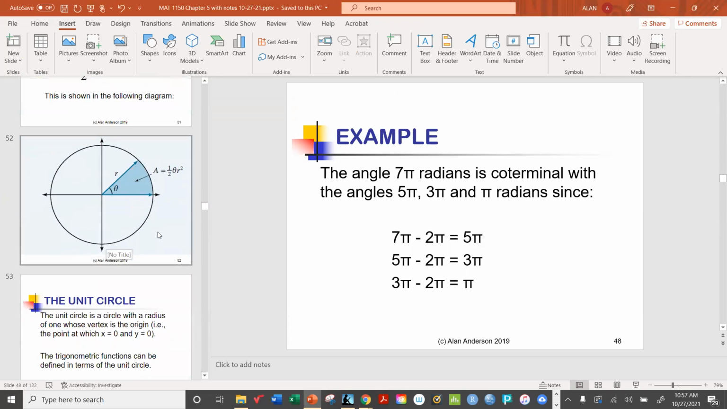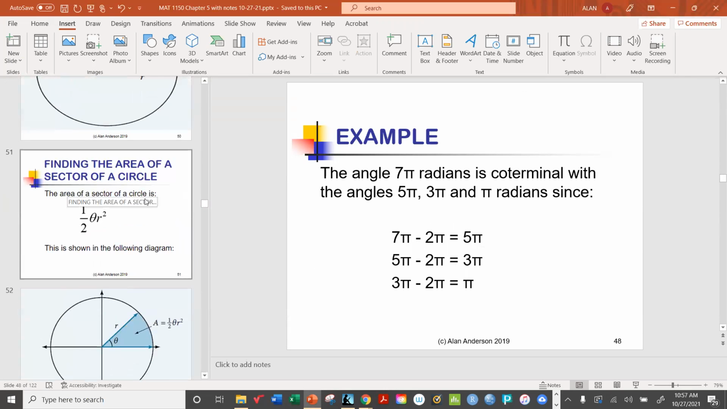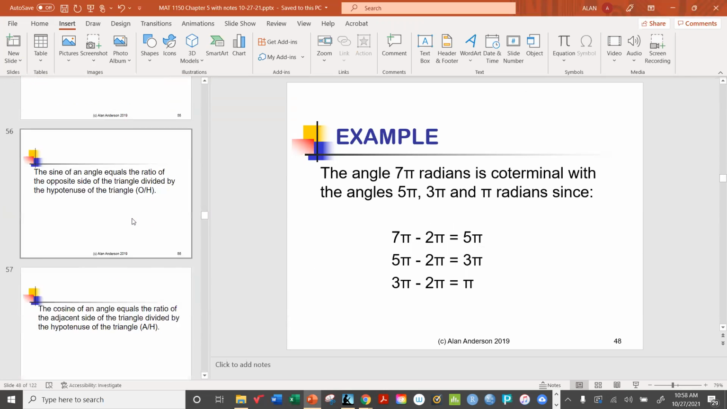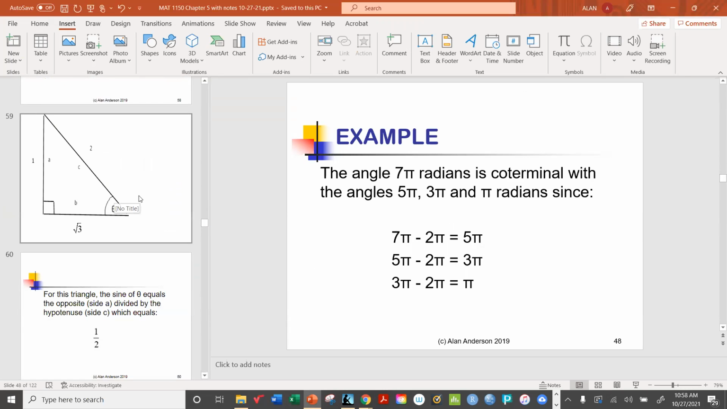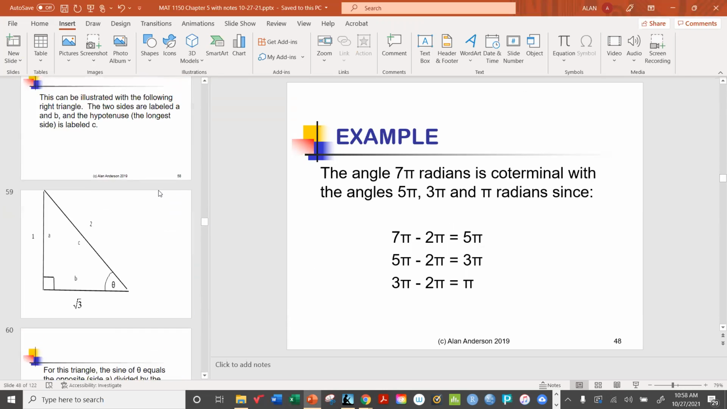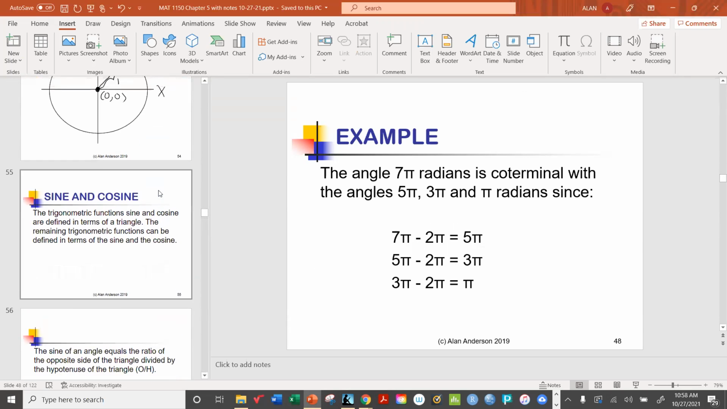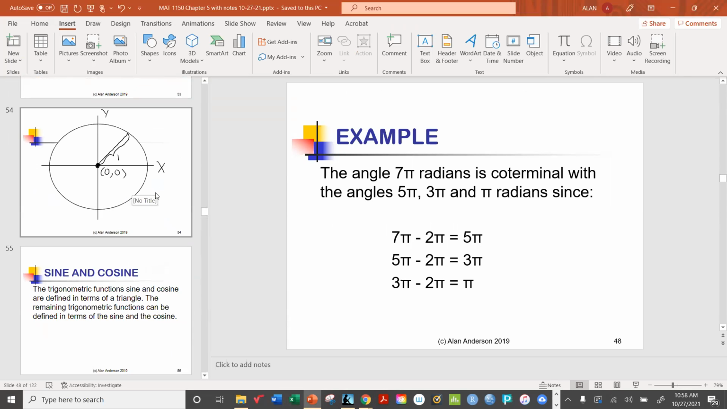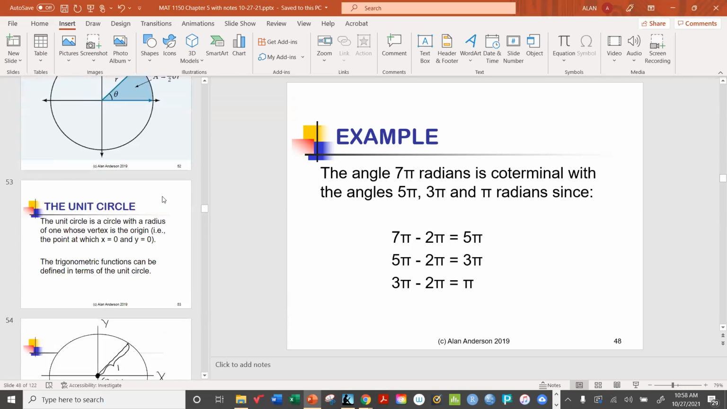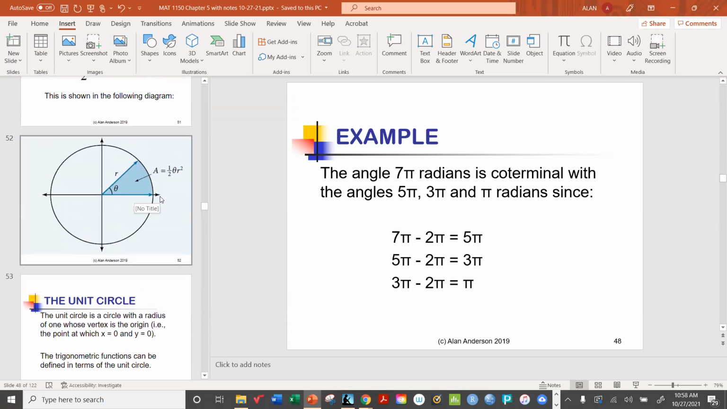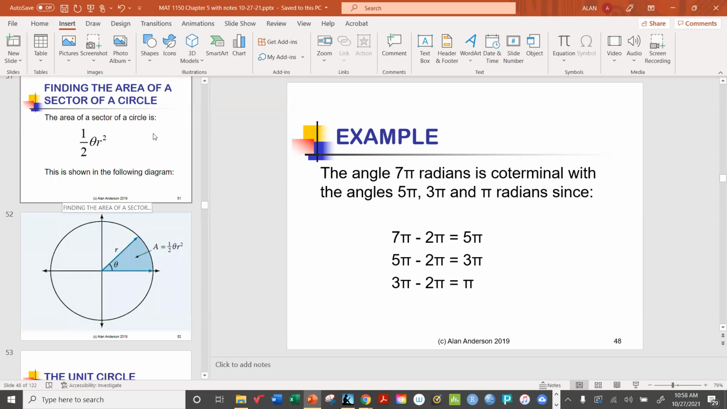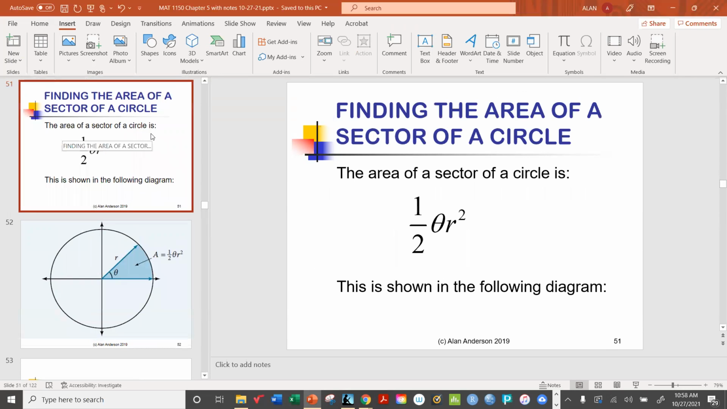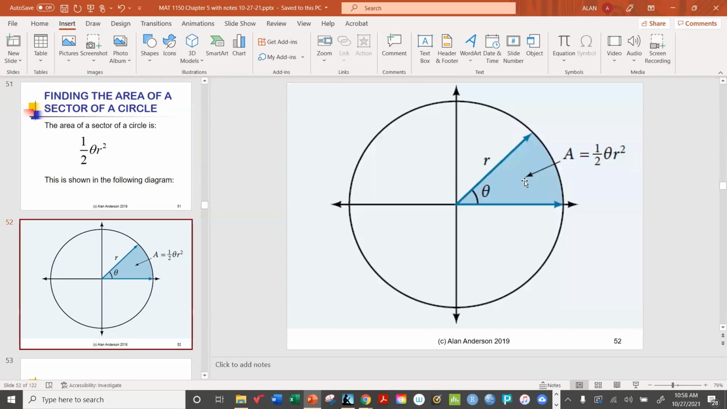All right, now here's where it's going to get interesting. We're going to introduce a very important idea for how we calculate the sine, cosine, and tangent, but we're going to do it in a way that we can figure it out without having to memorize it. So we start out by looking at a circle, and we note that the area of what we call a sector, meaning the shaded region, is 1/2 of theta times r squared.